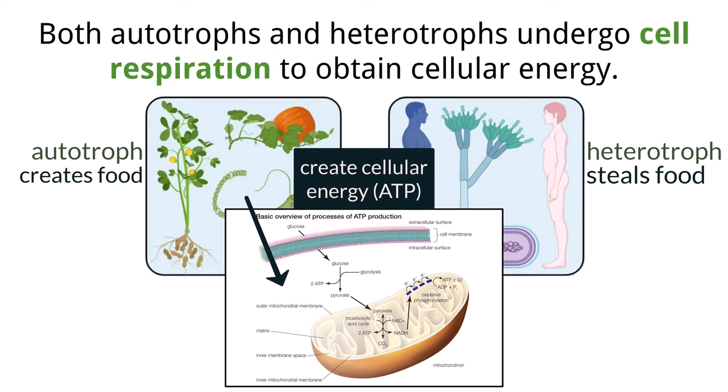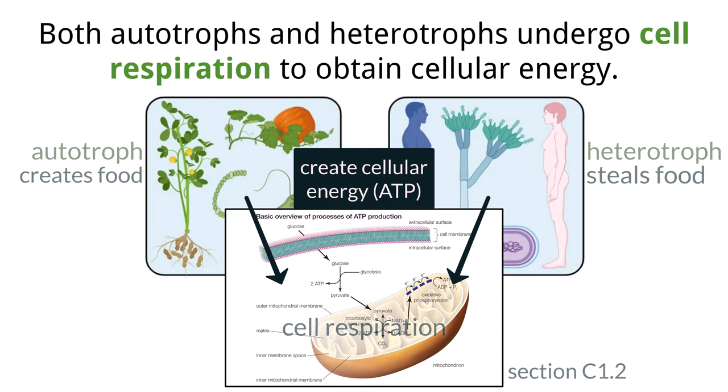Both autotrophs and heterotrophs undergo the same process to generate ATP, which is through cellular respiration. The process of cell respiration is discussed in detail in other videos. But for our purpose here, you need to understand that both plants and animals have mitochondria in their cells which make this process happen. So if they make their food or steal their food, the carbon compounds that make up the food are oxidized and the energy stored in their bonds are used to create ATP, which provides energy for each organism to perform essential functions and survive.